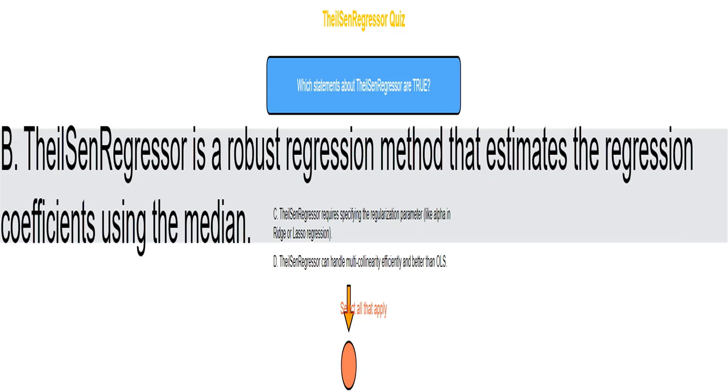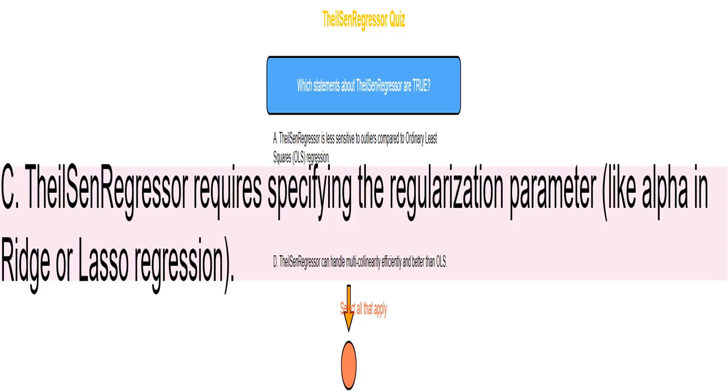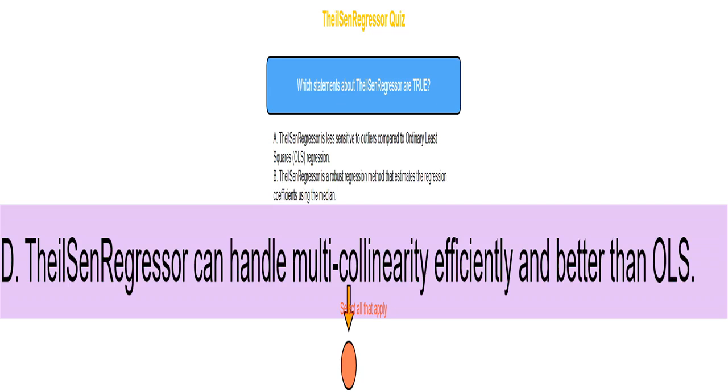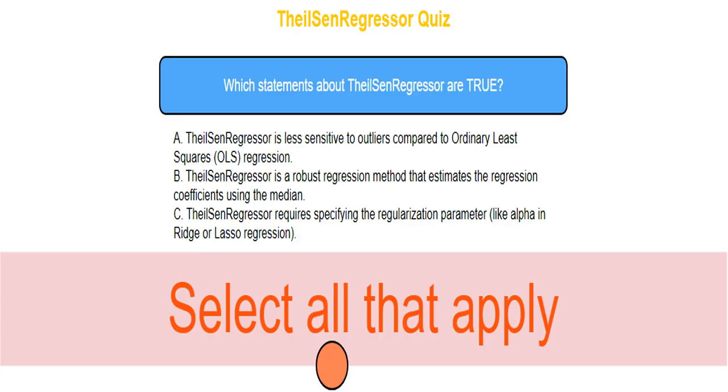This statement describes TheilSenRegressor as a robust method, meaning it's not easily affected by unusual data points, and that it uses the median, the middle value, to calculate its coefficients. I need to verify this. This statement says that TheilSenRegressor needs a regularization parameter, similar to the alpha parameter in ridge and lasso regressions. Regularization parameters control the model's complexity to avoid overfitting. I need to check if this is a feature of TheilSenRegressor. This statement claims that TheilSenRegressor handles multicollinearity, when predictor variables are highly correlated, better than OLS. I need to verify this. Select all the statements from the above that are correct.